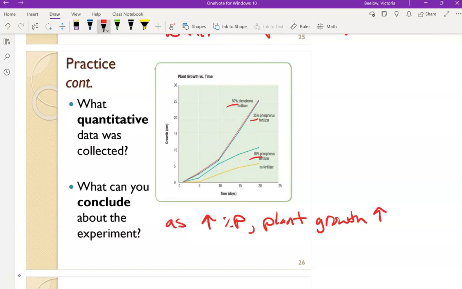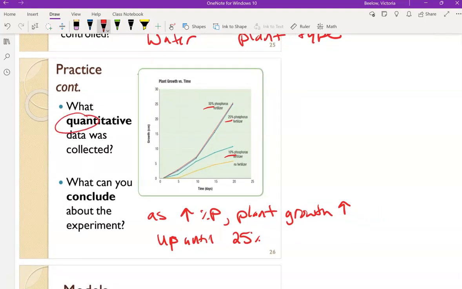However, it looks like it doesn't matter, I'm going to say, up until 25%. It looks like there's no difference between 25 and 50%. So it looks like 25% phosphorus in this fertilizer is kind of like our cap, okay? That's the most percent that we could use that's going to increase the plant's growth, because clearly if we go above that, it's not going to increase the growth in any way.